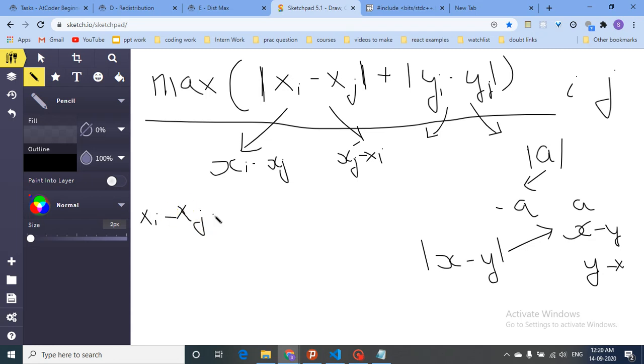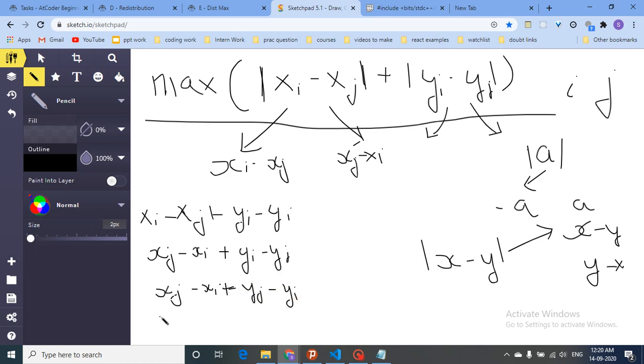So it's xi minus xj plus yi minus yj. It can be this, or it could be xj minus xi and then yi minus yj, and it can also be xj minus xi and then yj minus yi, and also xi minus xj plus yj minus yi. These are the possible 4 values which can come, and you have to just find out the maximum among all of them. So that's the whole trick.